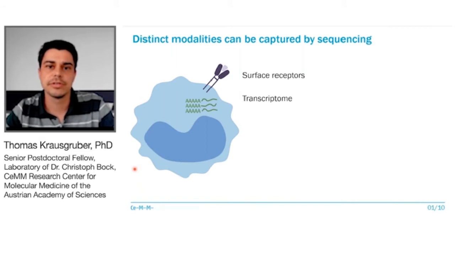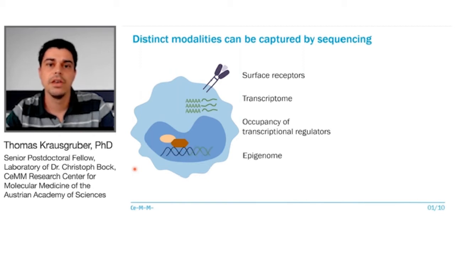Secondly, we can look at the transcriptome and, for example, analyze the genes that are expressed at steady state in a cell and compare this once the cell has been activated or perturbed. We can also look at the occupancy of transcriptional regulators to find out which proteins and transcription factors are important for gene regulation. Furthermore, we can look at the epigenome and, for example, look at methylation profiles or open chromatin regions to add yet another complexity to gene regulation.